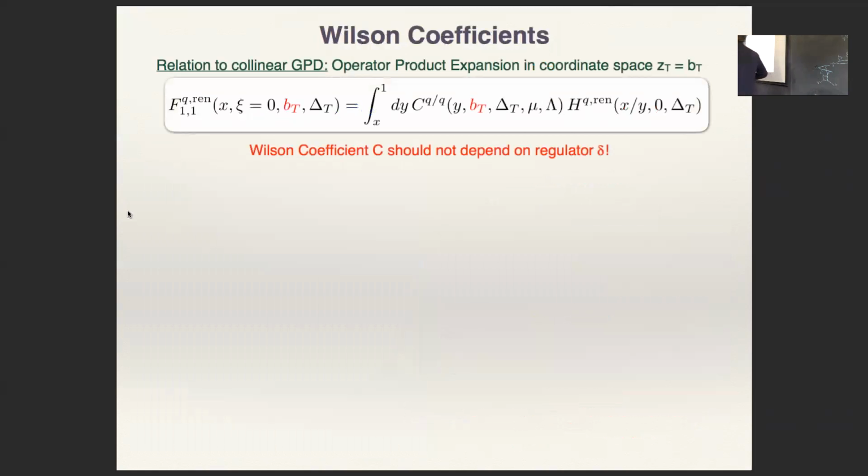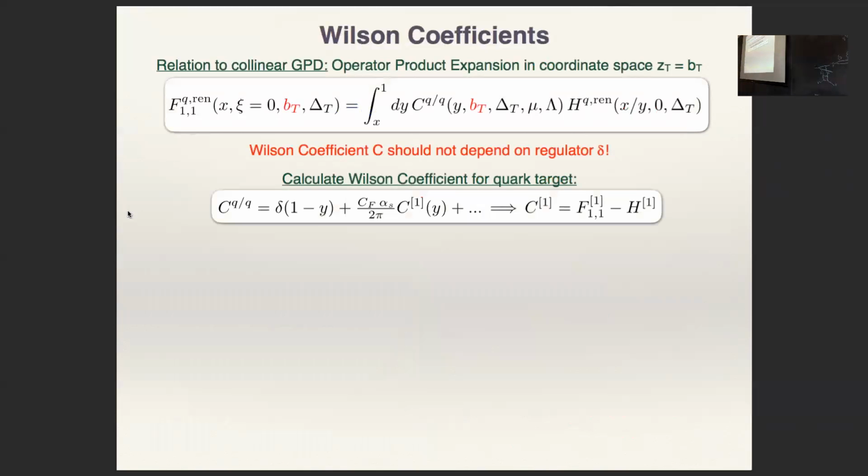Now, the other criterion we had for a meaningful definition are these Wilson coefficients. If the transverse distance of these two quark fields is small, we can make an operator product expansion in the small coordinate space, typically called small BT or ZT, and one should not confuse it with the impact parameter space. This is the statement of this operator product expansion, and we want to calculate these Wilson coefficients perturbatively. In particular, if this definition is a good definition, then these Wilson coefficients should not depend on this regulator delta.